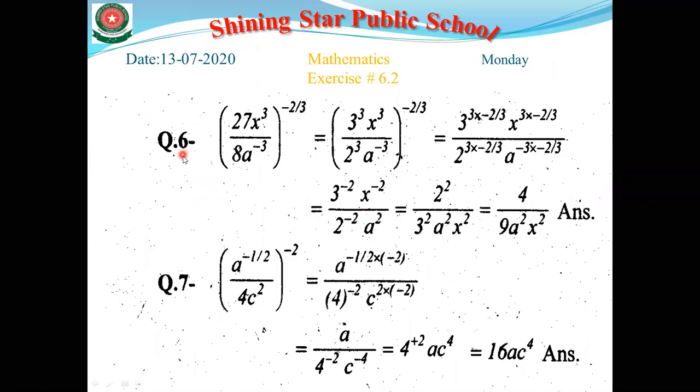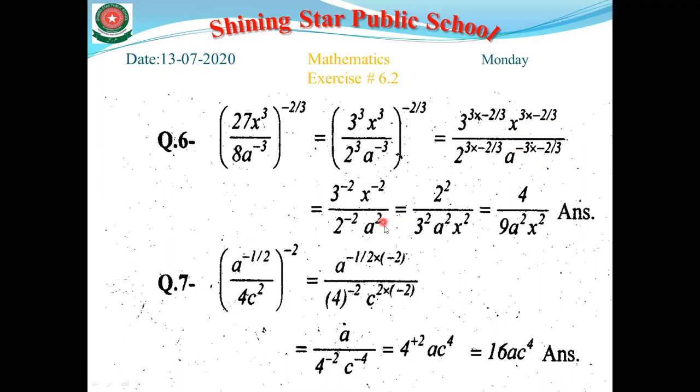So let's start question number 6. Again, 27. So we can write 3 power 3 because 27 is the cube of 3 and 8 is the cube of 2. Now we multiply minus 2 over 3 within the bracket. So 3 multiply minus 2 over 3, 3 multiply minus 2 over 3, same as in the denominator. 3 3 cancel, 3 power minus 2. 3 3 cancel, x power minus 2. 3 3 cancel, 2 power minus 2 and a power 2. Why 2? Because minus minus plus.